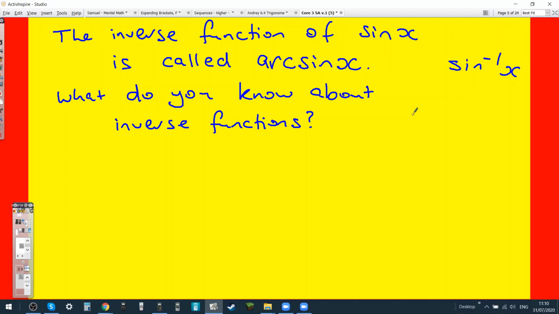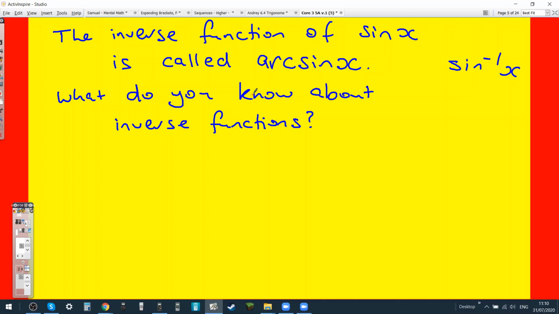What do you know about inverse functions? Do you know anything about them? You can only sub in values which are between minus 1 and 1. Yep, that's true for sine x. For inverse functions in general, you may not already know anything about them. Oh, is it the small value approximations or something like that? Nope. You may not know anything about them.